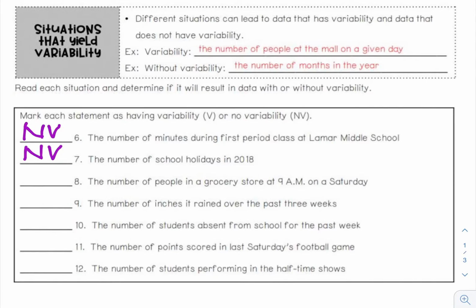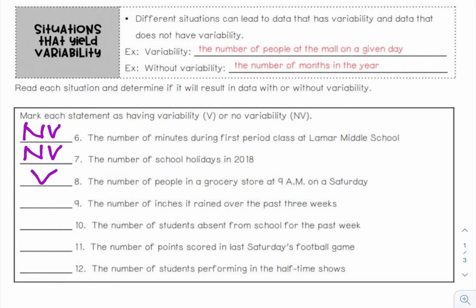Number 8, the number of people in a grocery store at 9 a.m. on a Saturday. This situation does have variability. And that's because it's talking about any Saturday at 9 a.m. So whether it's this Saturday or next Saturday or the next Saturday at 9 a.m., we will have a different amount of people at that grocery store.